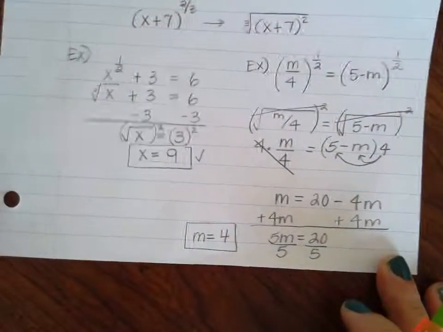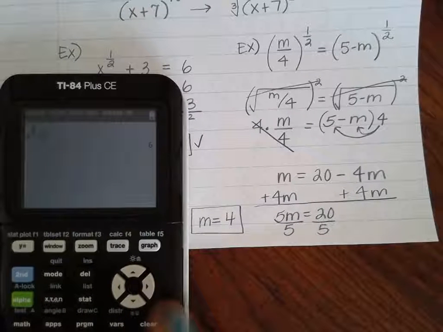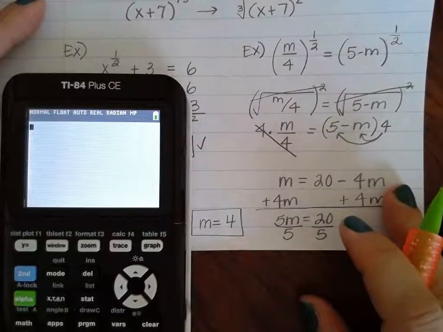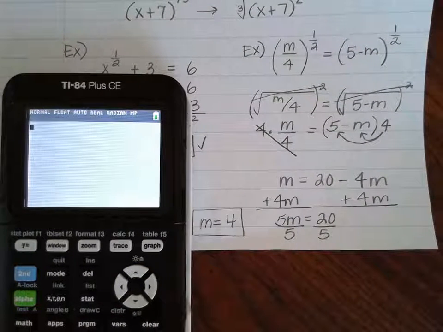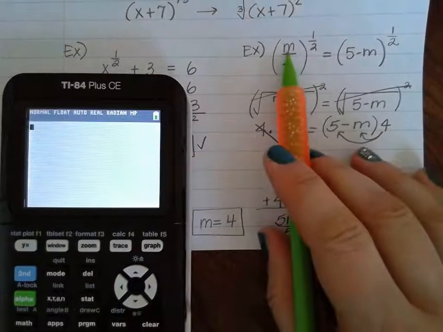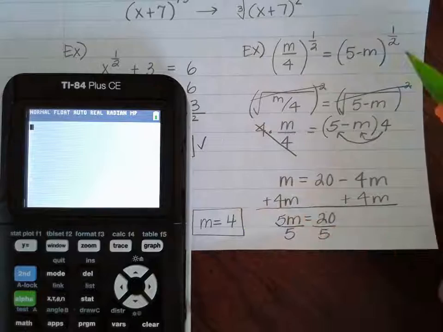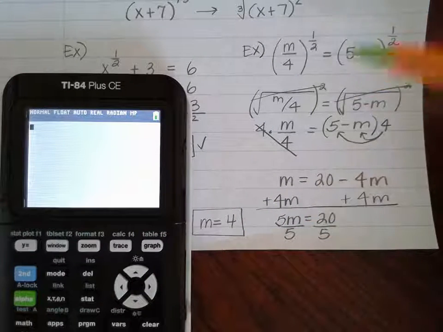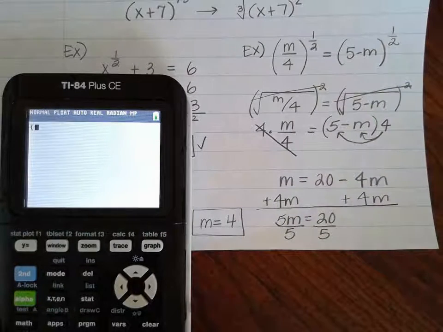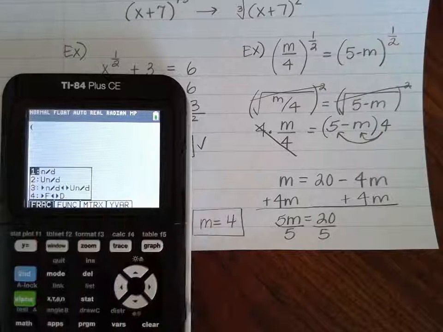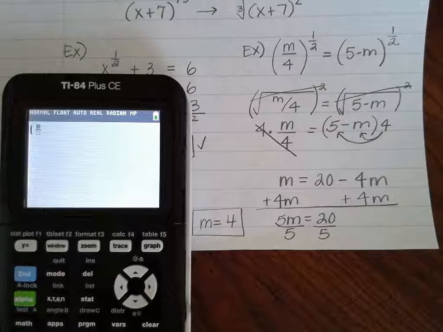Now we need to check it. Of course, always check it to make sure that it works. I'm going to go back up to the top here. Wherever I see an m, I'm going to put a 4. Now this one we could probably do mentally. I'll put it in the calculator just to show you how that works, but I know that this one's not going to be too hard to do mentally.